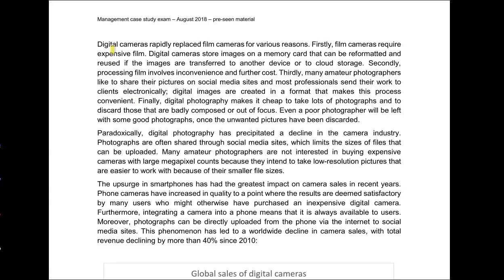And essentially, this again is a big wall of text helping us understand the history of the camera industry. However, I want to point out a couple of things as I read through here. First and foremost, we've got a pretty innocuous sentence here. You know, it looks pretty innocent. Digital cameras rapidly replaced film cameras for various reasons.